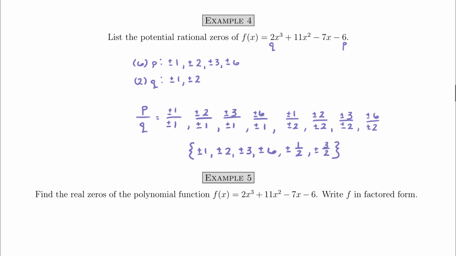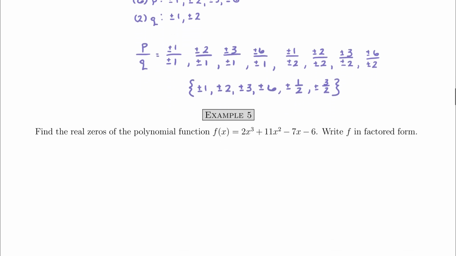That does not guarantee that any one of these numbers is a zero of the polynomial, but this is a potential list that may work. The zeros of this polynomial could be irrational, or it could be all complex. But this is a good place to start to try to figure out what the zeros might be. And we're going to apply this now in example 5.